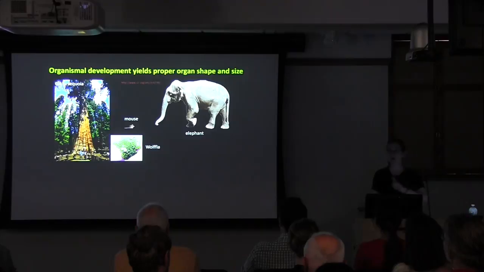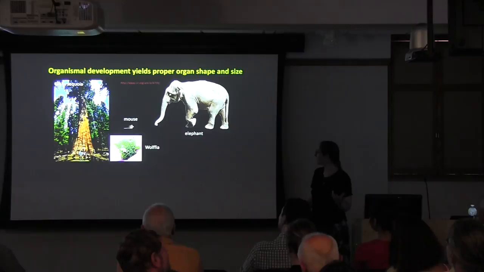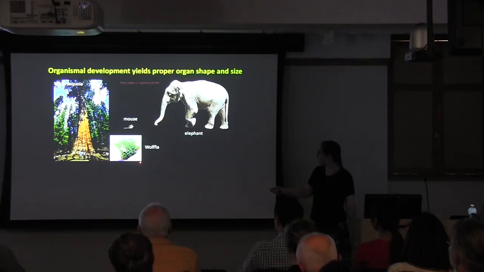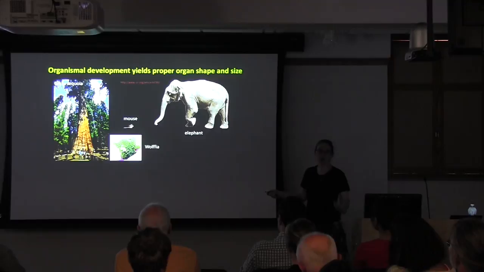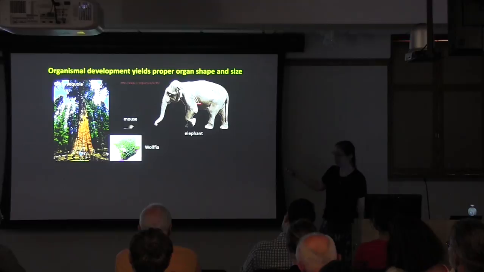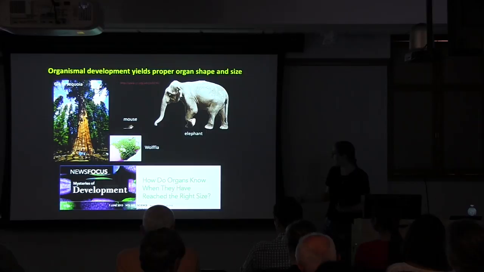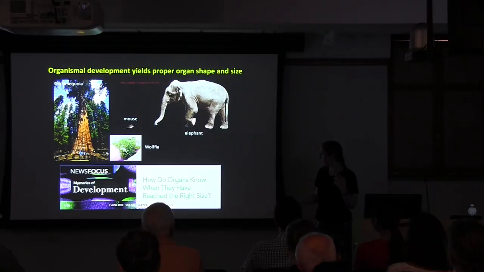One of the fundamental characteristics of all organisms is their size. From the giant sequoia tree to the small flowering plant Wolfia, or the mouse to the elephant. And the organ size needs to follow the organism. So a mouse has a very small liver, whereas an elephant has a very large liver. A couple years ago in Science magazine, the question of how organs know when they've reached the right size and decide to stop growing was described as one of the fundamental mysteries in developmental biology.